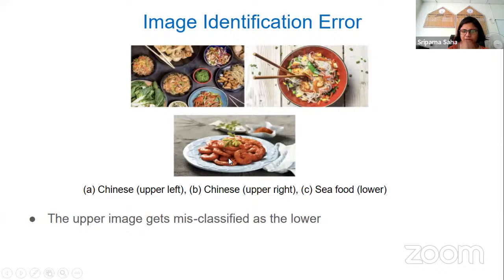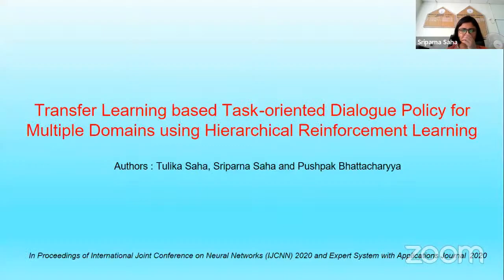So the upper image gets misclassified as the lower. Although these images correspond to Chinese food, maybe our image identification module is predicting them as seafood. So these are some errors that are there in the system.